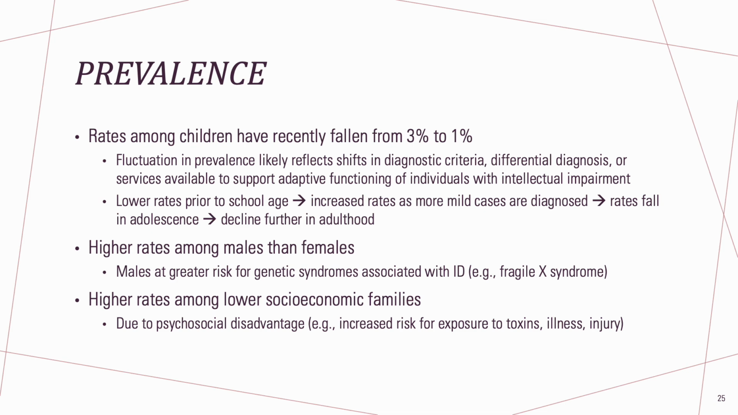In terms of gender, we see higher rates among males than females, and males in particular are at greater risk for genetic syndromes associated with intellectual disability, so things like Fragile X syndrome. And then we also see higher rates among lower socioeconomic groups, and that might be due to psychosocial disadvantages like increased risk for exposure to toxins, illness, and injury.